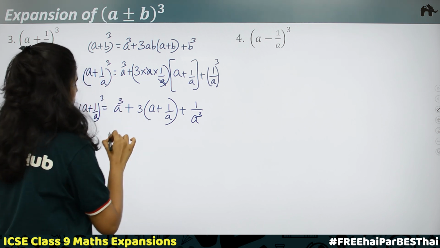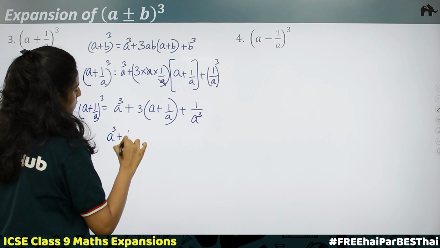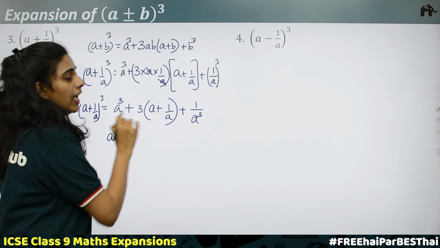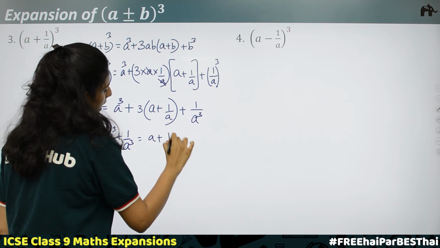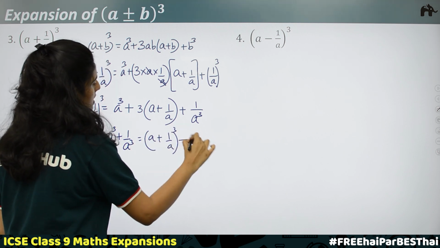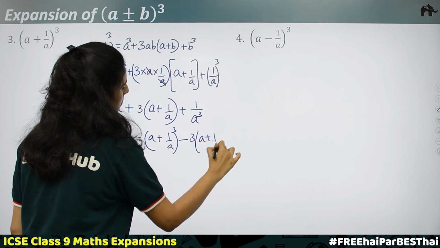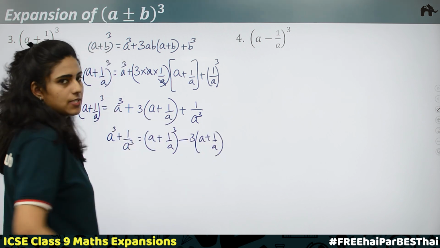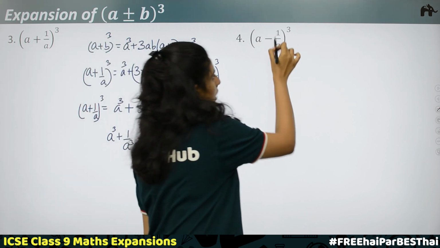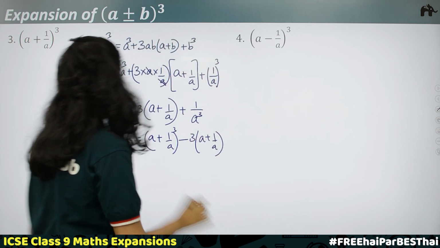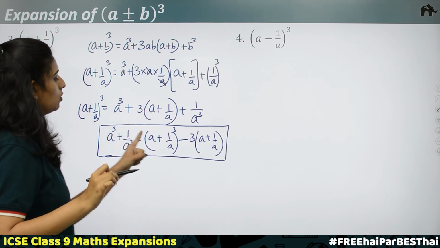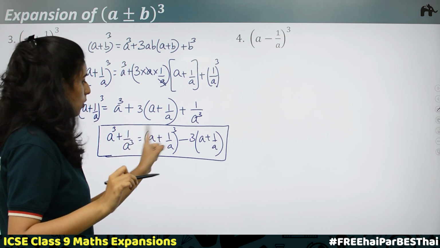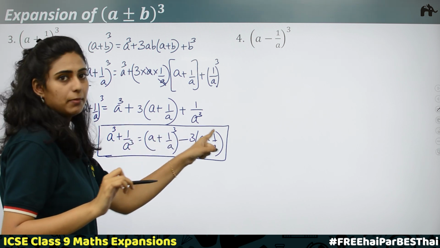Okay, if you need to find what is a cube plus 1 by a cube, what do we get? a cube plus 1 by a cube will be equal to (a plus 1 by a) whole cube minus 3 into (a plus 1 by a). I am taking this term to the opposite side. So now let us try with (a minus 1 by a) whole cube. So a cube plus 1 by a cube is equal to (a plus 1 by a) whole cube minus 3 into (a plus 1 by a).